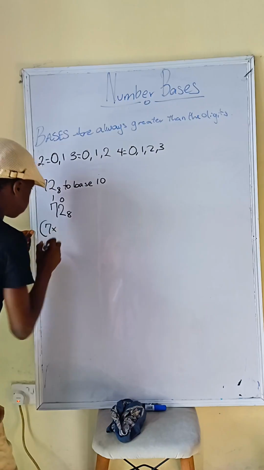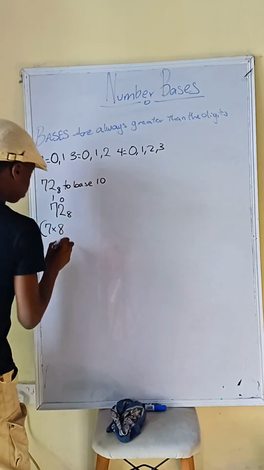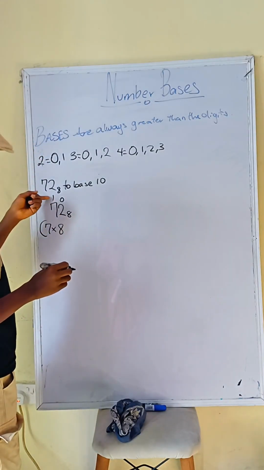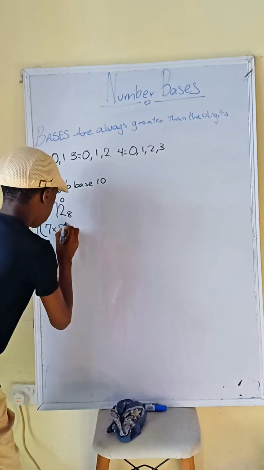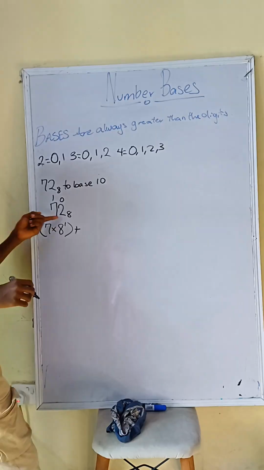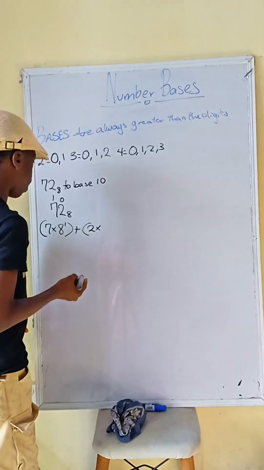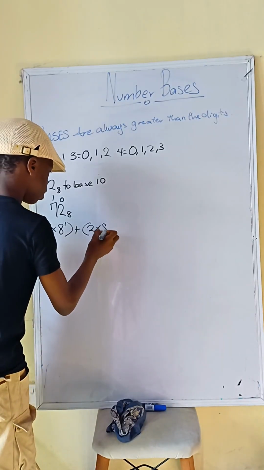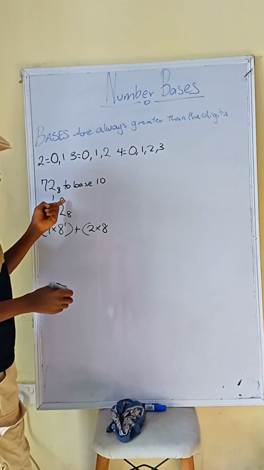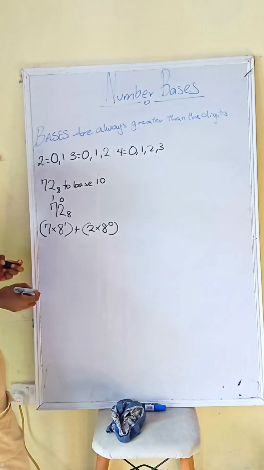7 times, what's our base? Our base is 8. 7 times 8, what's on top of 7? 1, close bracket, plus 2 times 8, what's on top of 2? 0, and that's what will be our power.